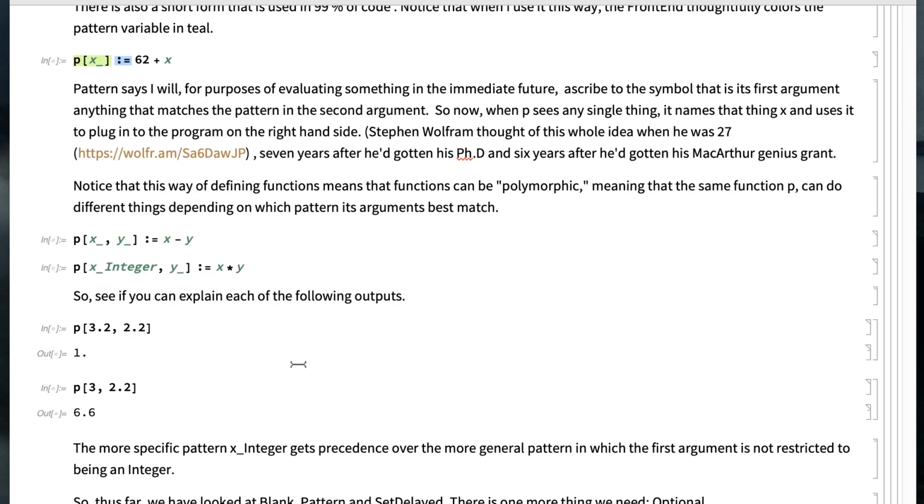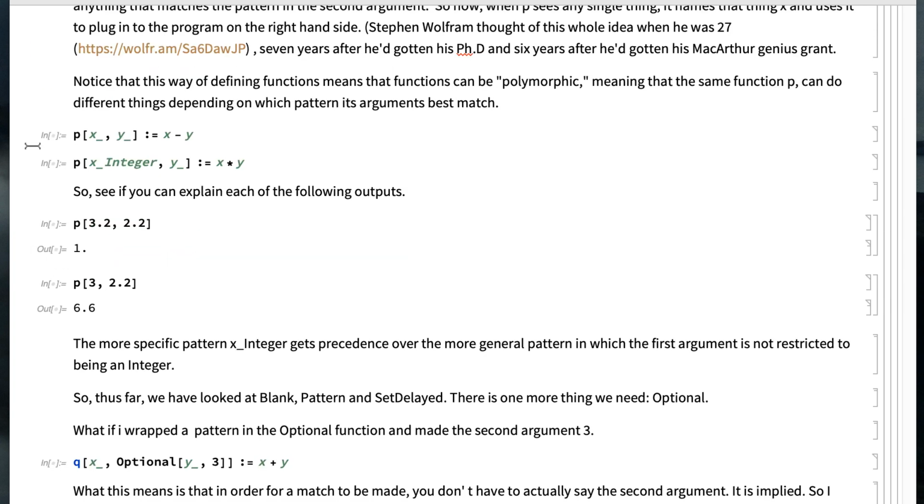Okay, so what this means is you can have what are called polymorphic functions. The same head, but different argument patterns. This says, hey, what if I see a p followed by two values? Now I want you to take the second value and subtract it from the first value. Or what if the first value is an integer, has a head of integer, and the second value is y? I want you to multiply it.